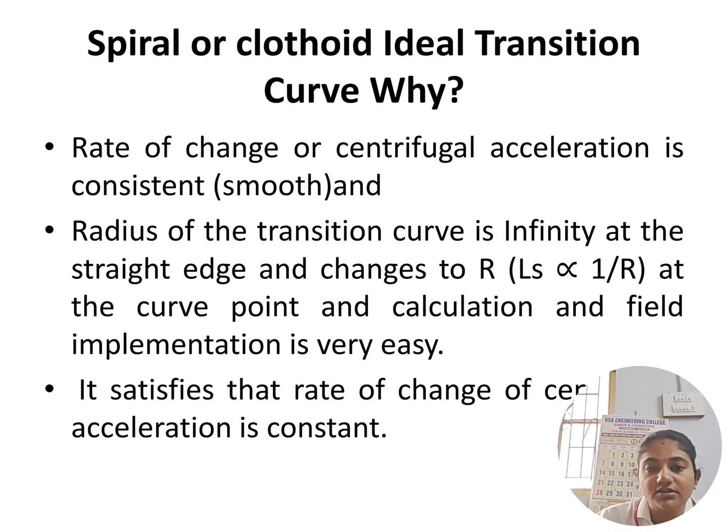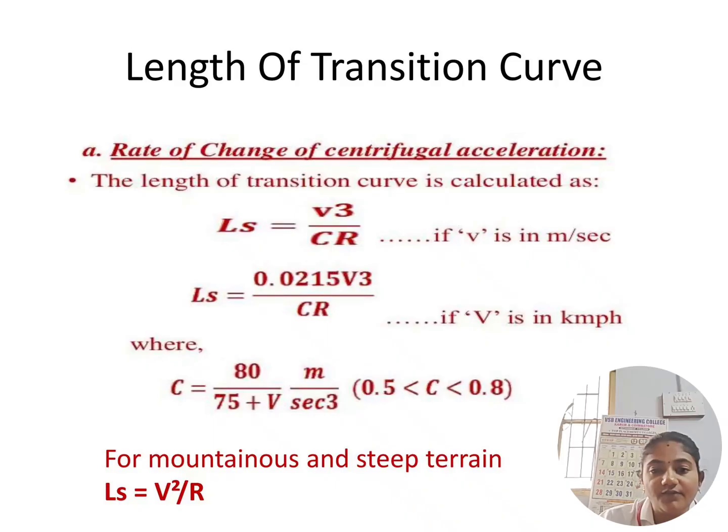Spiral or clothoid is the ideal transition curve, as the rate of change of centrifugal acceleration is constant. The radius of the transition curve is infinity at the straight edge and then changes to R at the curve point, and the calculation and field implementation are very easy. It satisfies both the rate of change and the centrifugal acceleration being constant. The length of the transition curve is calculated.